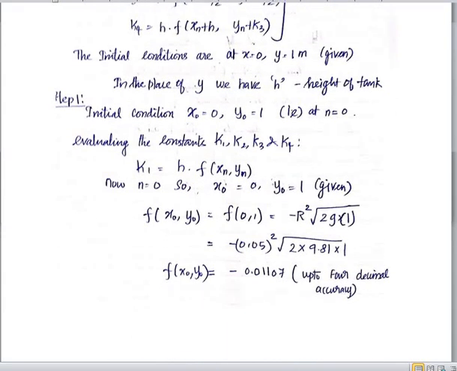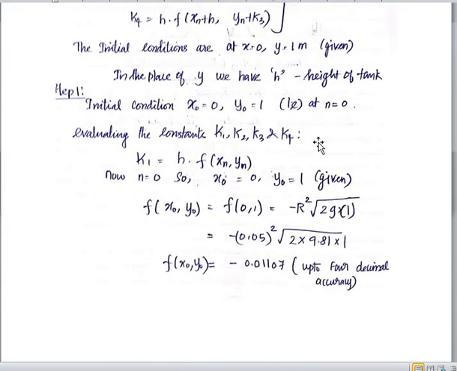Okay. So calculating the constant values k1, k2, k3 and k4. First let us calculate the k1 value. K1, the formula is h multiplied by f of x of n comma y of n. So I said here the initial condition x of 0 is equal to 0, y of 0 is equal to 1, so thereby n is also 0. So when n is 0, this is the given value. And we have to evaluate f of x of 0 and y of 0.